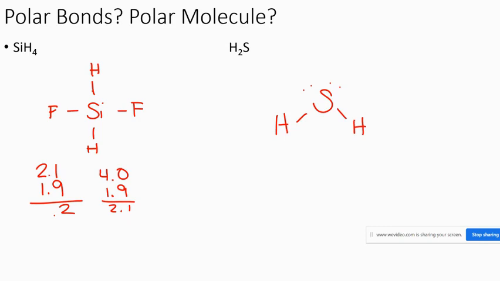Okay, so polar or not polar? Polar. Don't even have to think about it. Why? Because of the lone pairs of electrons on the central atom. What is my shape here? Bent, or V-shaped. Angle? 104.5.